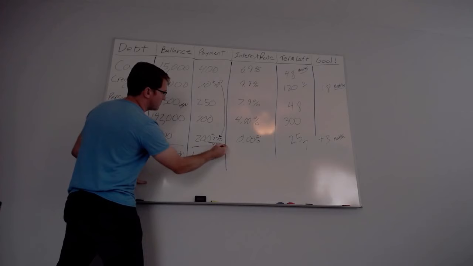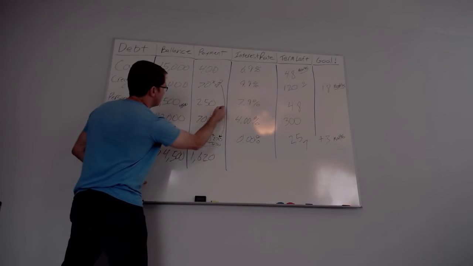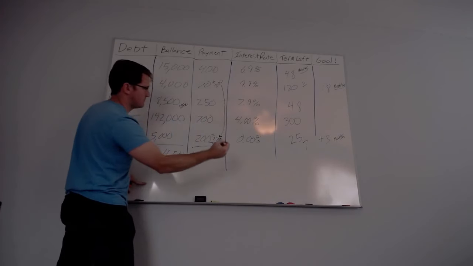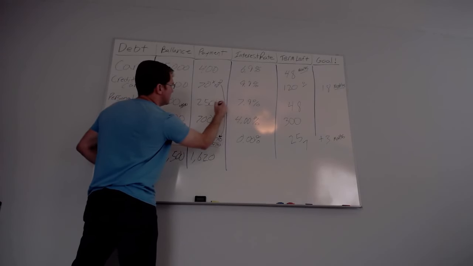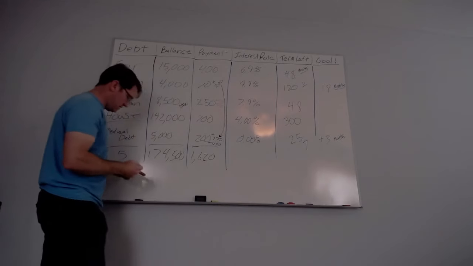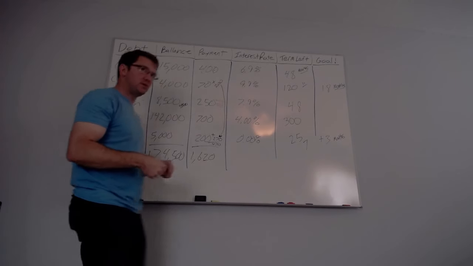Okay, so we're going to take the 470. I don't know if you can read that. And we're going to add it to this. So plus 470 equals 720. So now you're going to be paying $720 a month.